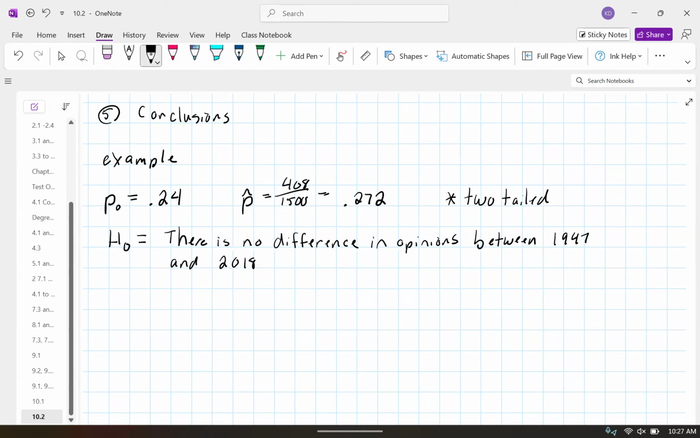There's more than one way to say this. This is how I'm going to choose to say it. If you said it a different way, that's fine. The sentiment should be the same. So our null hypothesis is there's no difference in opinions between 1947 and 2018. So no difference. We're gonna say P equals our original data.